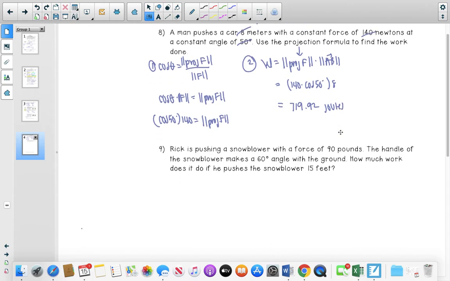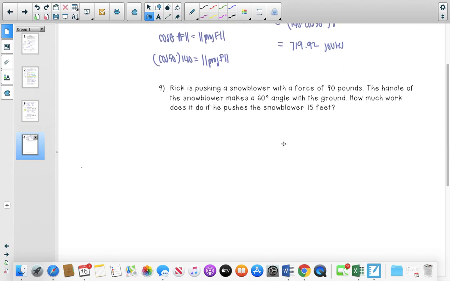All right. And that's going to lead us into number 9. So it says Rick is pushing a snowblower with a force of 90 pounds. The handle of the snowblower makes a 60-degree angle with the ground. How much work does he need to do if he pushes the snowblower 15 feet? Okay. So do you notice how it just says how much work does he need to do?